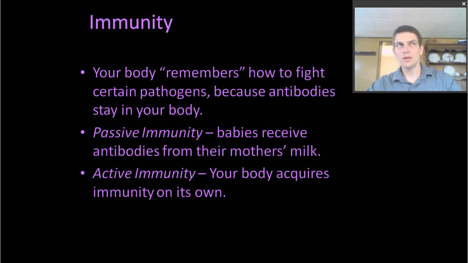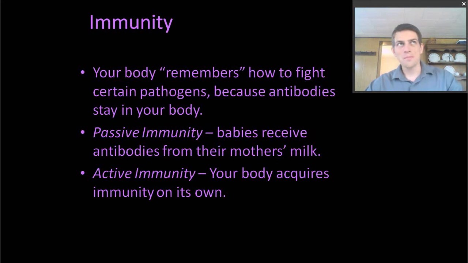With passive immunity, this is where you get antibodies in your system, but you don't have to do any work to get them. You don't have to fight the disease. And this happens primarily through babies getting antibodies through their mother's milk. So they actually kind of, by God's good design, get some of the antibodies from their mom, and then they can fight those diseases without ever having to encounter them on their own.